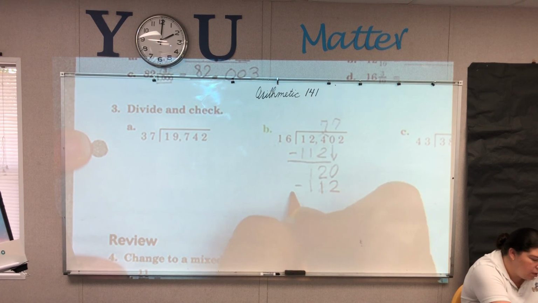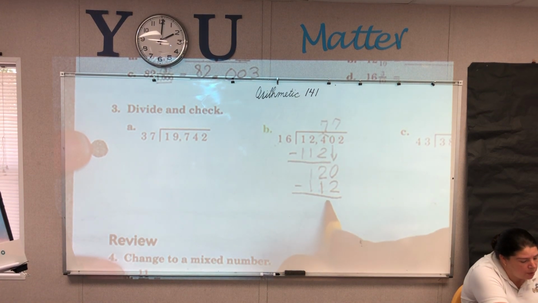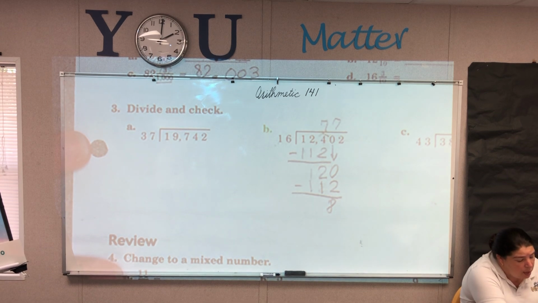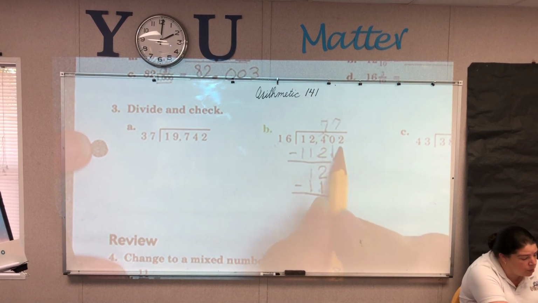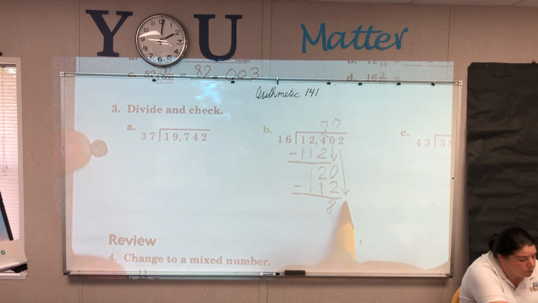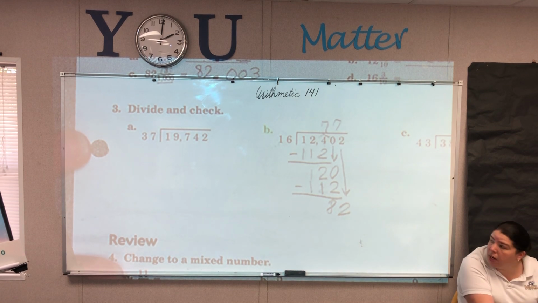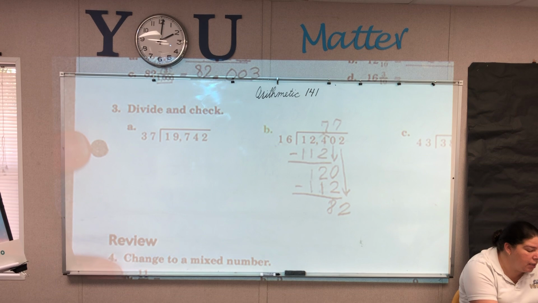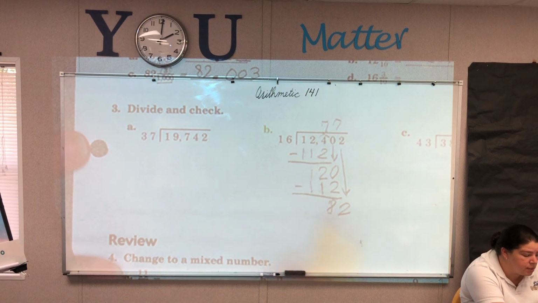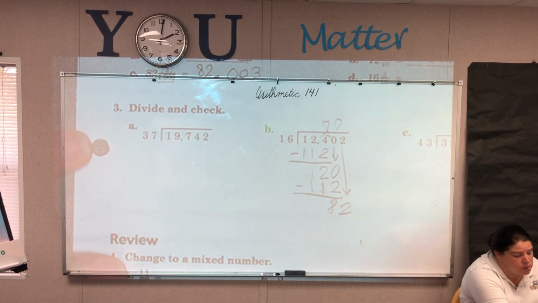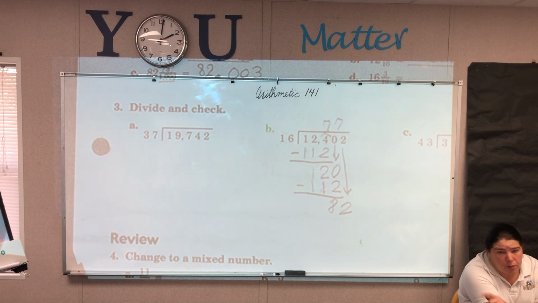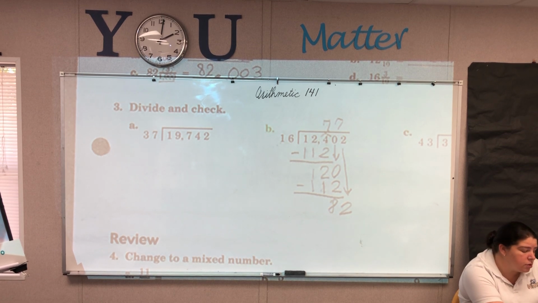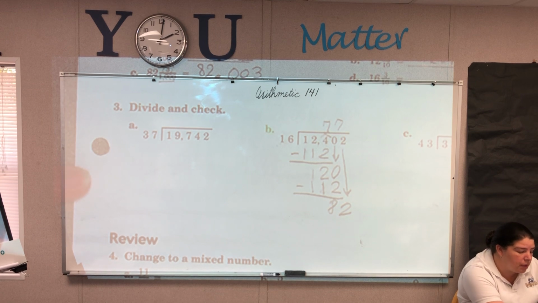112. When we do that, we're left with 8. And 8 is less than 16, so I can bring down. Now we're left with 82. When we have 82 divided by 16, again, let's go by 15s. 15, 30, 45, 60, 75.